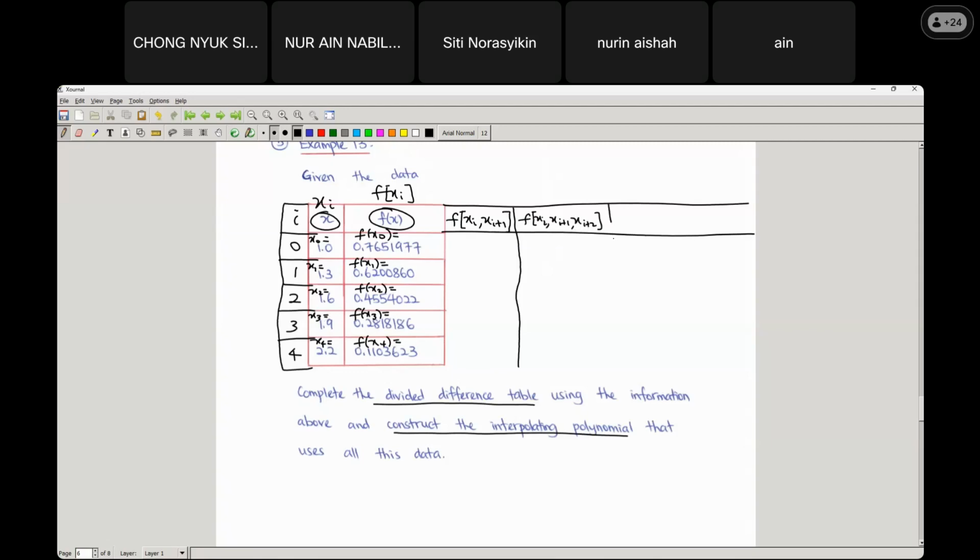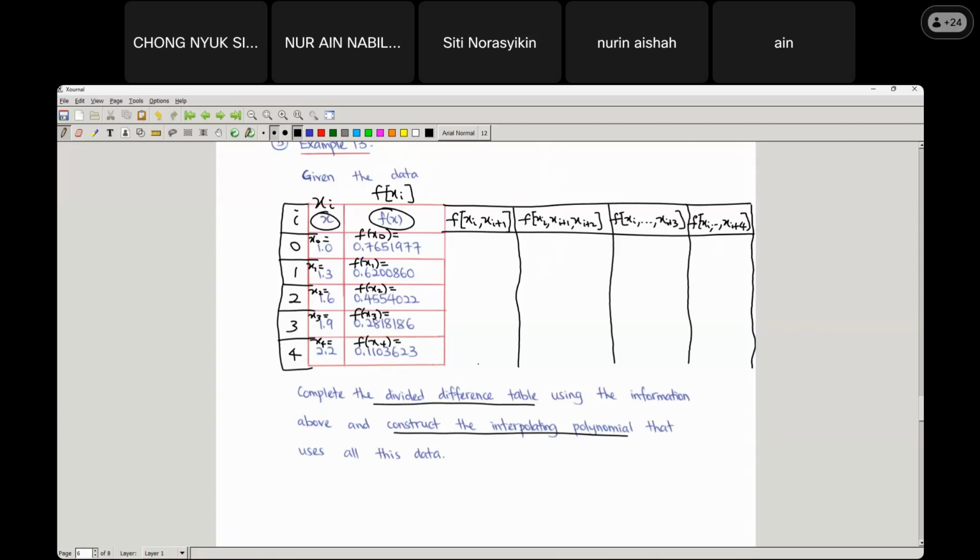So the next one is f starting from xi, until the last one, xi plus 3. So xi plus 1, xi plus 2, next xi plus 3. In the exam, you must write in full. Here, because I do not have enough space, I need to write in short. The next one starts from f(xi), xi plus 1, xi plus 2, xi plus 3, and the last one is xi plus 4. So you are going to have this.